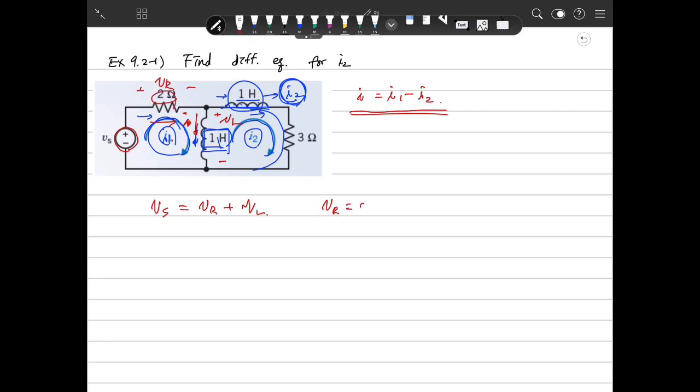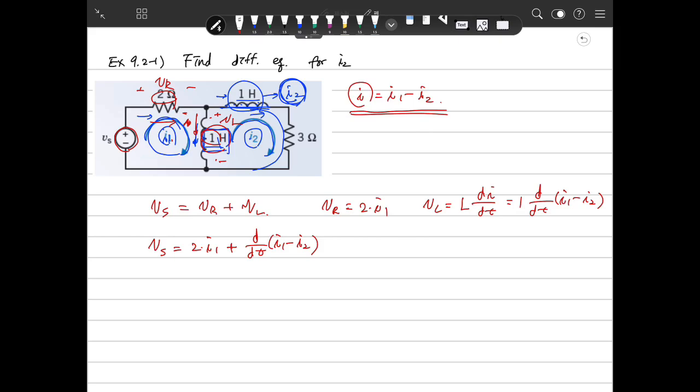Then VR will be, let's say, 2I1, and VL will be the voltage difference here. The VL is L dI/dt. L is 1 Henry, and actually the current is a function of I1 minus I2. So Vs will be VR, 2I1, plus d/dt (I1 minus I2). Get right here.